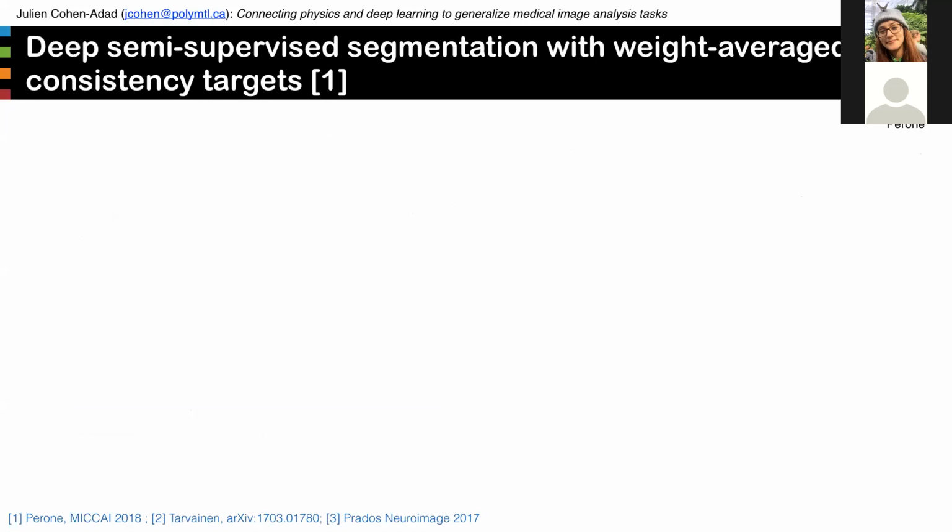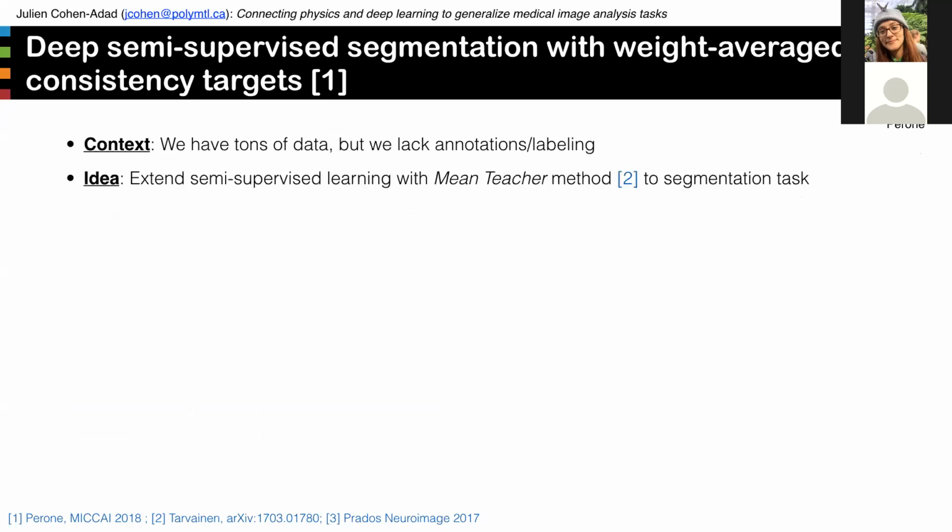Now I'm going to show you a follow-up project on deep semi-supervised segmentation with weight-averaged consistency targets. The main problem in medical imaging is that sometimes we have tons of data, but very few annotations, because those are usually done by radiologists. They are busy, and it's very difficult to get a reasonable amount of data for training models.